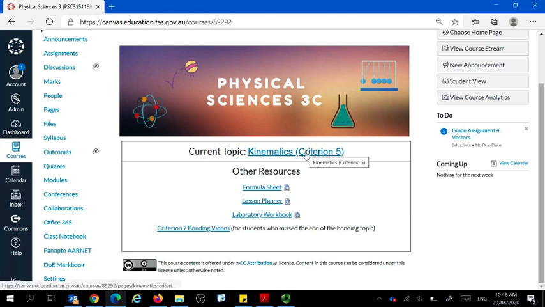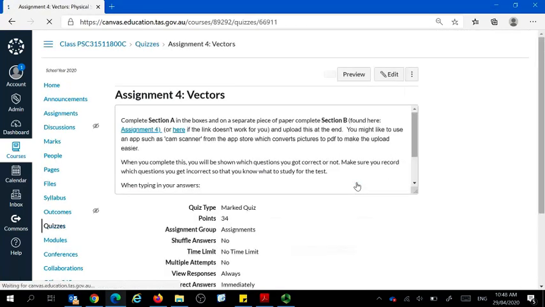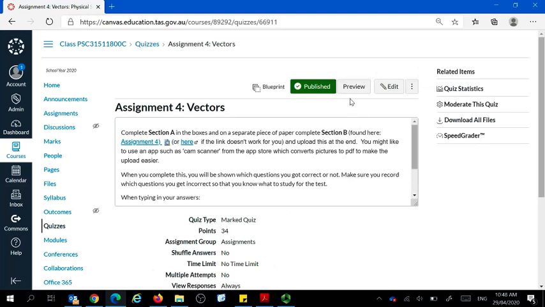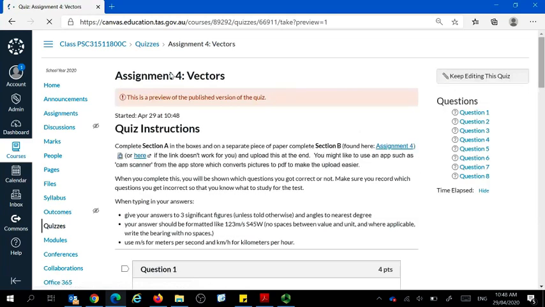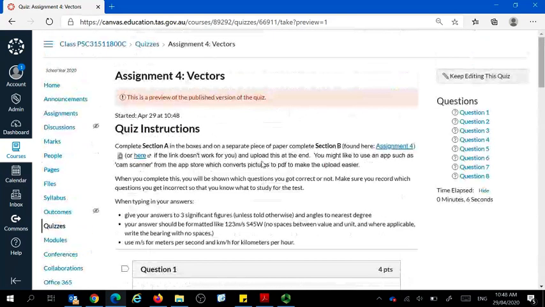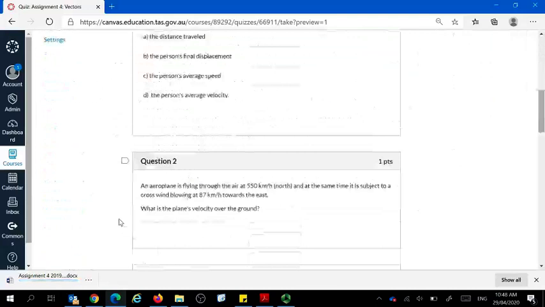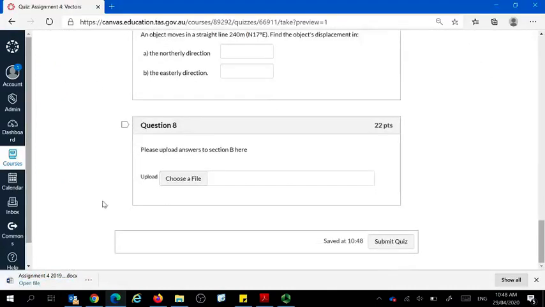To find the assignment, you just go into Canvas, into the Physical Sciences page, click on Kinematics, and it's there, assignment 4. I'll just press preview so you can see what it'll look like for you. So it's just got the questions. You just write in the answers for part A. For part B, you need to download the assignment, look at the questions for part B, write them down on a piece of pad paper or in a Word document, or however you prefer to do it. Probably pad paper is easier because it's calculations. And then scan it and upload it here in question 8.